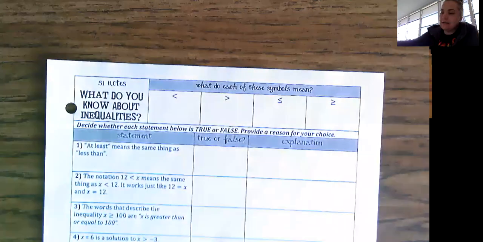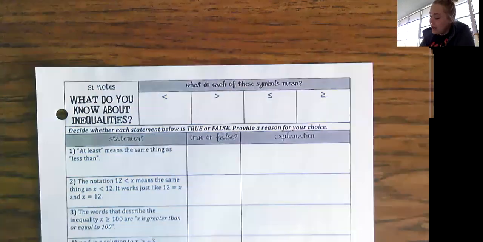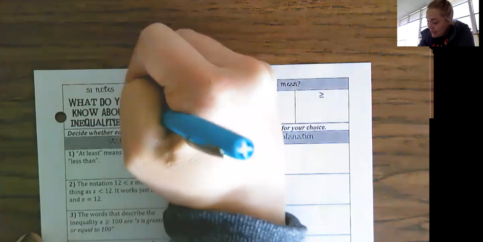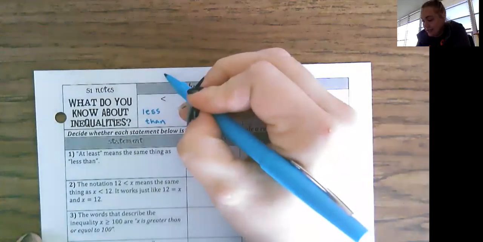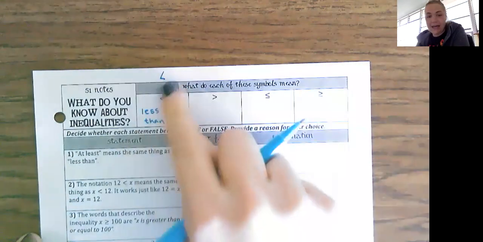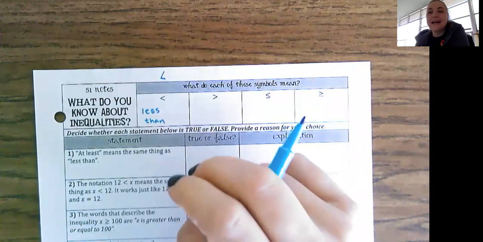So that first symbol there, that symbol, I know you've seen that before. This one is less than. Now, some people like to remember this because they see that less than symbol and they think it looks kind of like an L. If that helps you remember it, then great, that means less than.